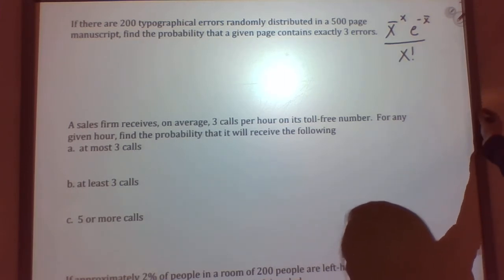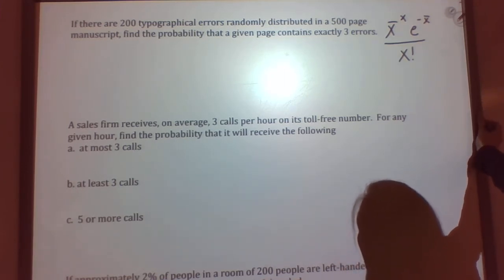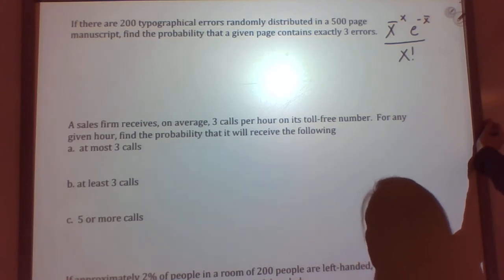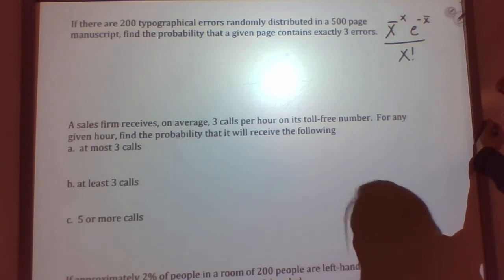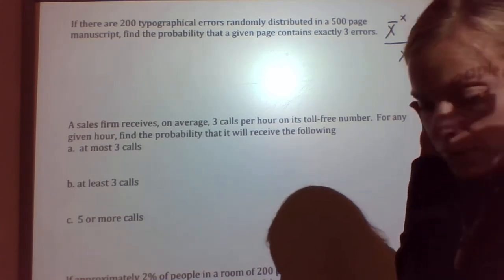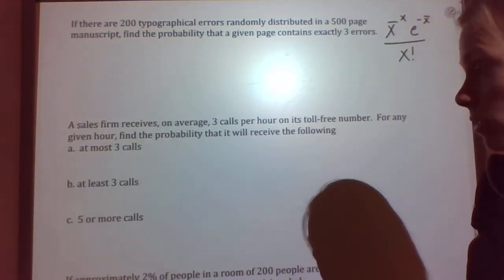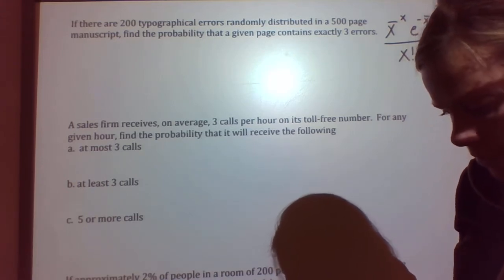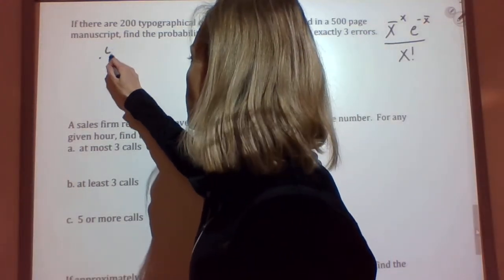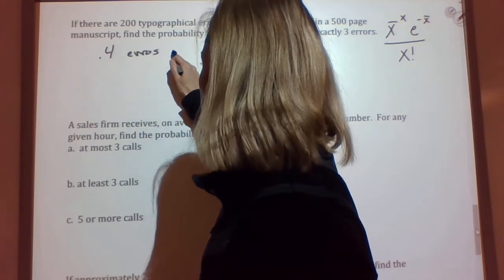Okay, if there are 200 typographical errors randomly distributed in a 500-page manuscript, find the probability that a given page contains exactly 3 errors. So on average, there are 200 typos. What is the expected number per page? 200 divided by 500, so I can expect 0.4 errors per page.